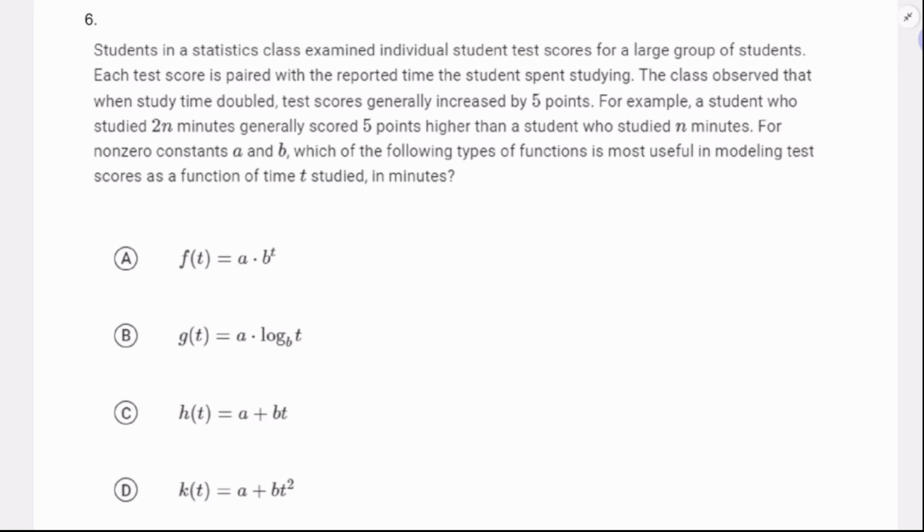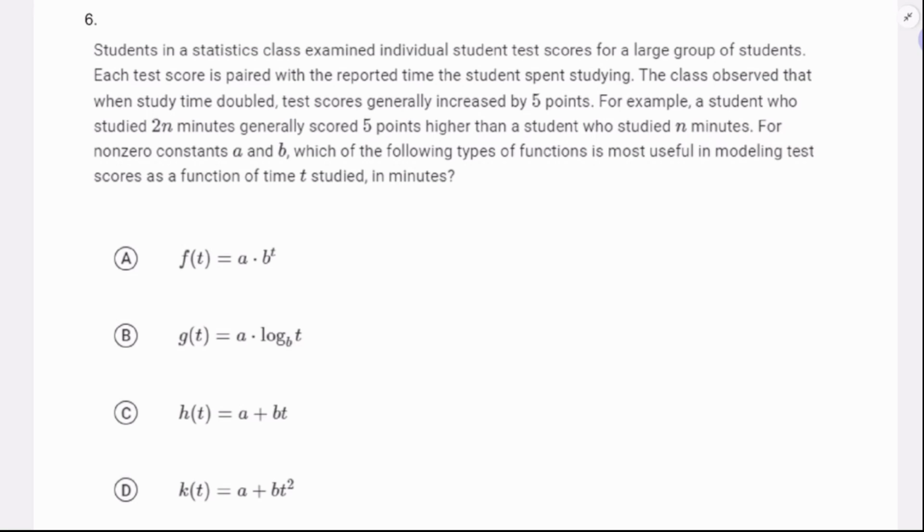Right, next, students in a stats class examined individual student test scores for a large group of students. Each test score was paired with the reported time the student spent studying. Class observed that when study time doubled, test scores increased by 5 points. This one is clever. I would not have thought of this example. I like this one a lot. For example, a student who studied 2n minutes generally scored 5 points higher than a student who studied for just n minutes. For non-zero constants a and b, which of the following types of functions is most useful in modeling test scores?